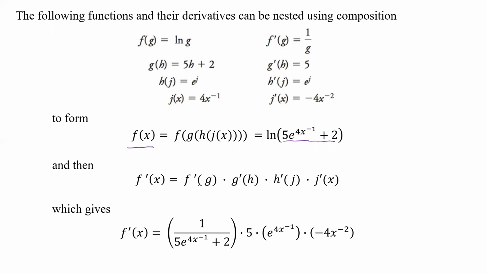Okay, so now we just do the plugging in here. So we have 1 over g. Well, what was g? g was 5 e to the 4x minus 1 plus 2. So 1 over that is this, and that's how we get that. Sometimes when you have just the g here, we have to come back over and ask how did I get that? Well, that was plugging all this into here, and we get the 1 over g. And then it's times 5 times e to the j. Well, what was j? j was 4x minus 1, so e to the 4x minus 1. And then times j prime, which is minus 4x to the minus 2.